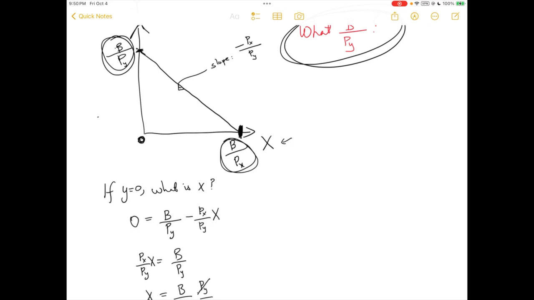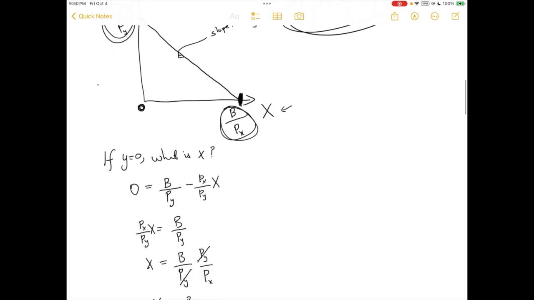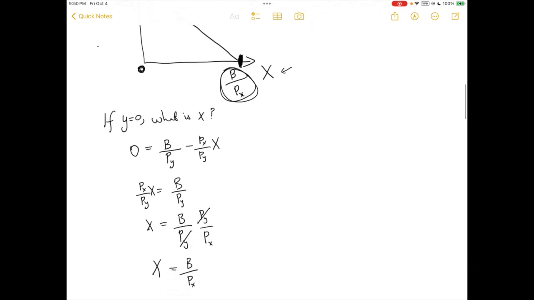Now, if y were 0, what is good X, right? That is what we just went through. If you bought 0 good Y, how many units of good X could you purchase, right? So that's what I'm doing here. Wherever I see Y, I put a 0 and I calculate for X. And when I do, I get X equals the budget divided by the price of good X.